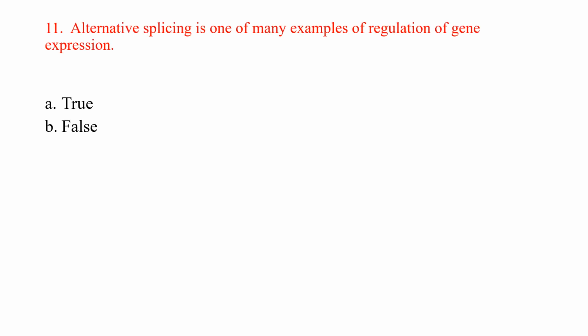Number 11, true false. Alternative splicing is one of the many examples of regulation of gene expression. And of course, this is true. The other example that's shown within the text includes RNA editing, which simply will change different types of nucleotide bases to give us a different amino acid, which will code for a different polypeptide, and of course give a different structure and possibly different function of a particular protein.